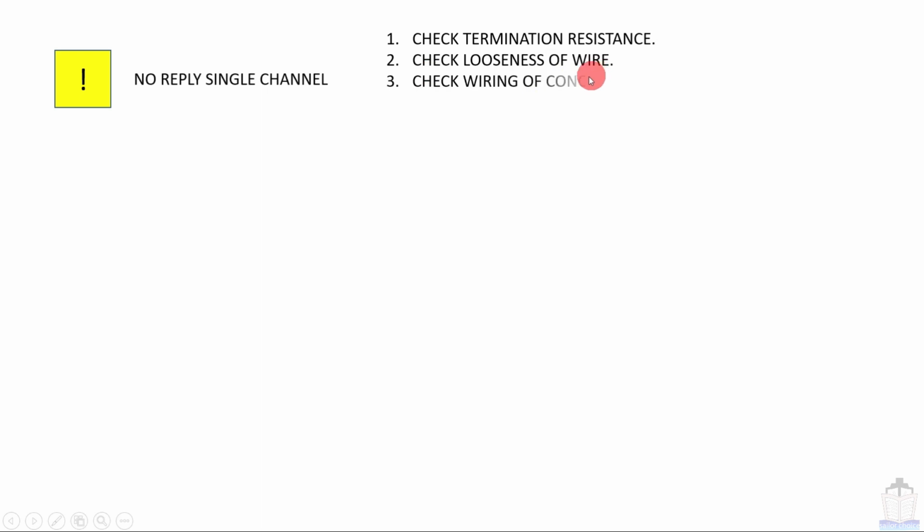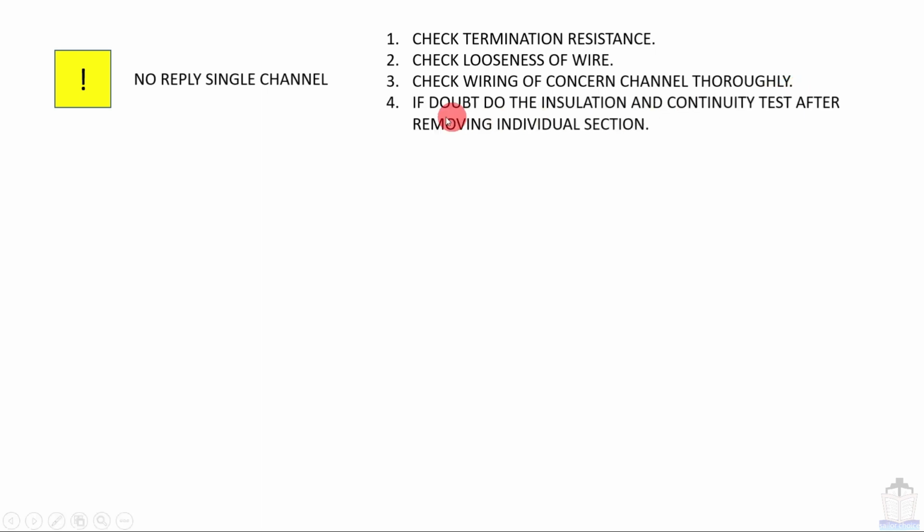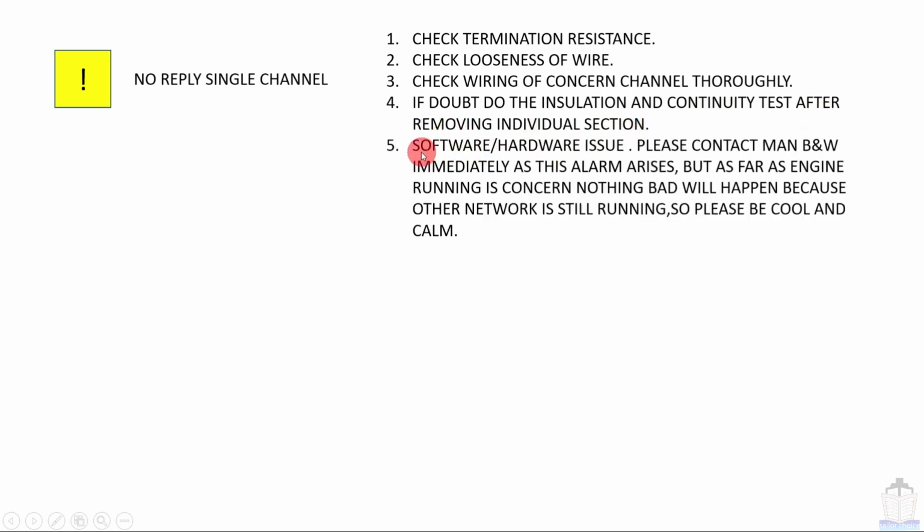If it appears, then check termination resistance, check looseness of wire, and check wiring of the concerned channel thoroughly, that means network channel A or network channel B. If in doubt, do the insulation and continuity test after removing individual sections. Fifth, software or hardware issues: please contact MAN B&W immediately as this alarm arises. But as far as engine running is concerned, nothing bad will happen because the other network is still running. So please be cool and calm.